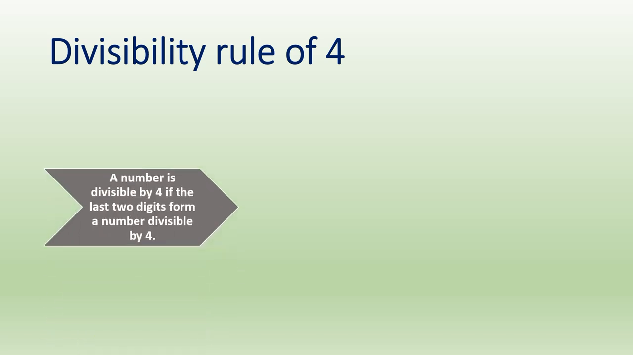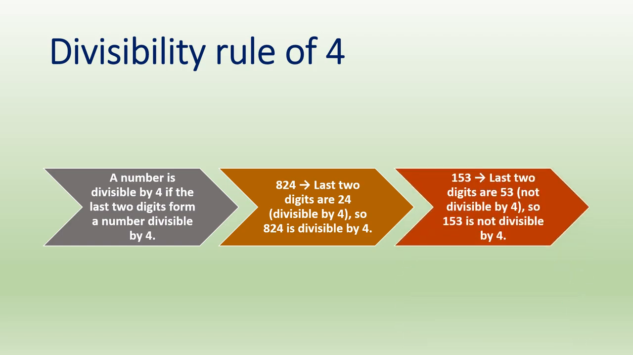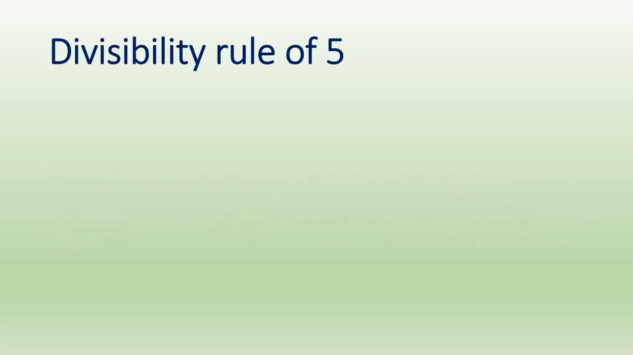Next, we have the divisibility rule of 4. A number is divisible by 4 if the last two digits form a number divisible by 4. An example, 824. Here the last two digits are 24, which is divisible by 4. So 824 is divisible by 4. Another example, 153. The last two digits are 53. So 53 is not divisible by 4. Hence, we can say that 153 is not divisible by 4.